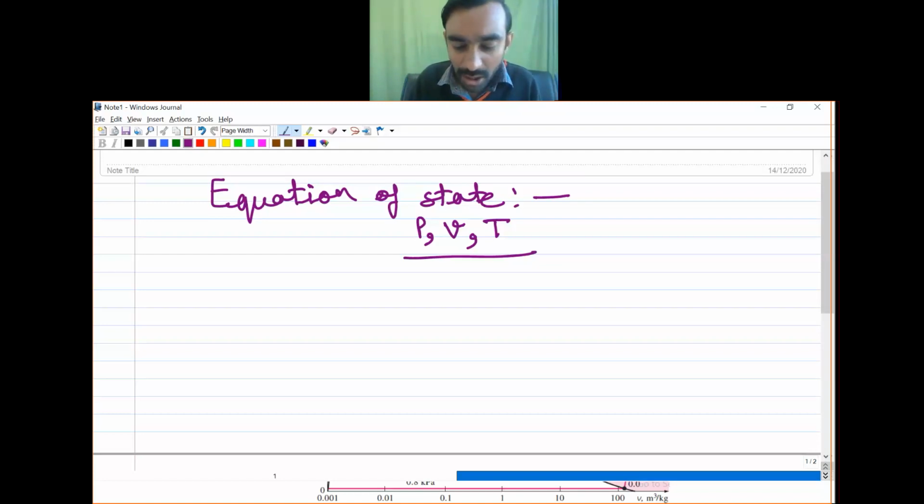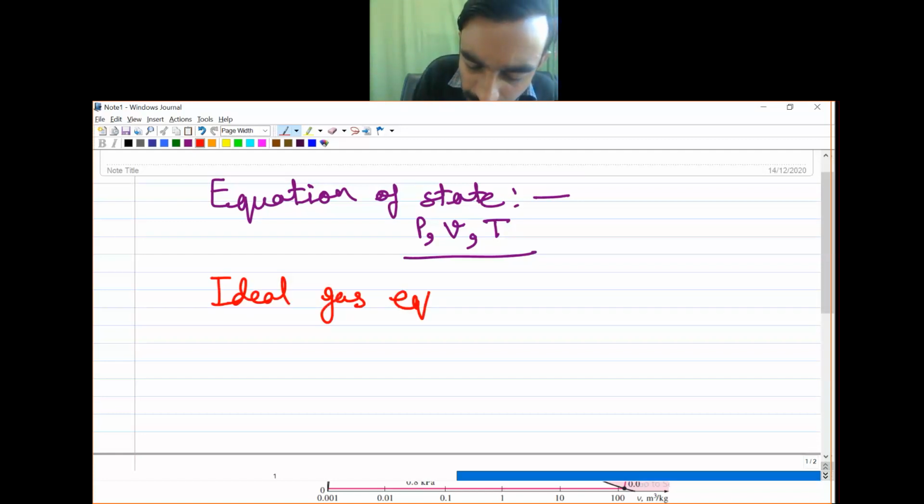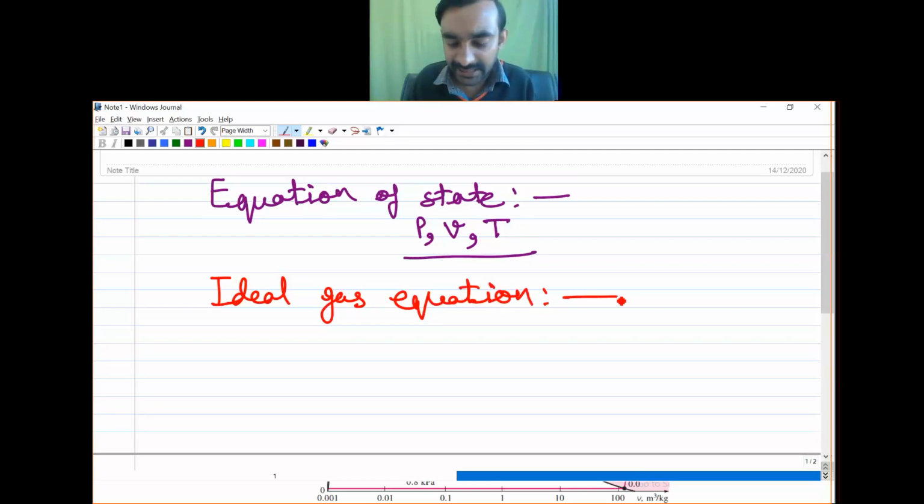Now, based on certain assumptions, we have one specific type of equation of state. That particular equation is known as the ideal gas equation. As per the ideal gas equation, we have PV equal to RT, where V is specific volume, P is pressure, R is the gas constant, which is specific to a particular type of gas, and T is our temperature, and we take this temperature in Kelvin, absolute scale.